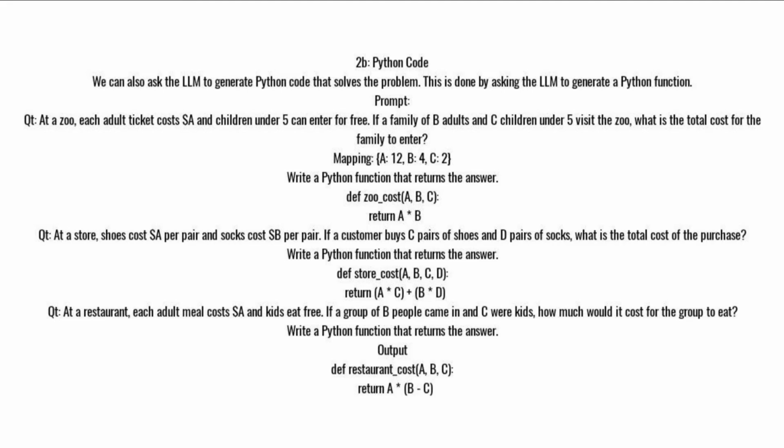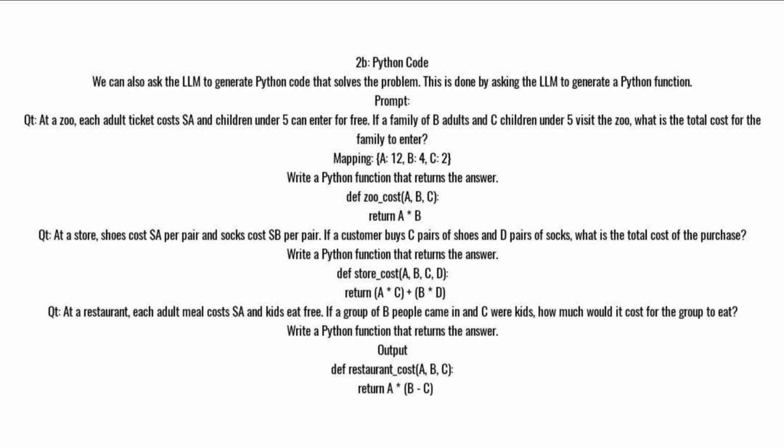QT. At a store, shoes cost $A per pair and socks cost $B per pair. If a customer buys C pairs of shoes and D pairs of socks, what is the total cost of the purchase? Write a Python function that returns the answer. def store_cost(A, B, C, D): return A * C + B * D.